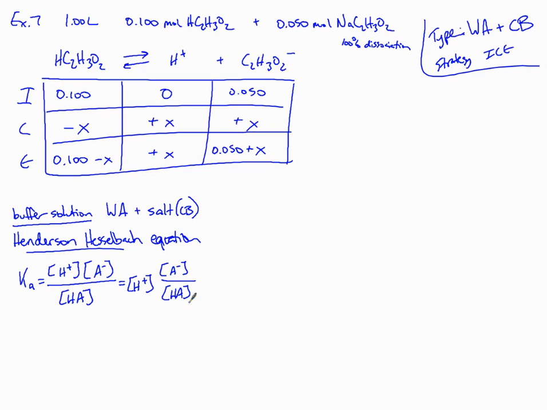I'm not going to spend time deriving the formula for you. It is on the AP sheet. If you would like to see it derived, come see me another time. But here is the formula. pH equals the pKa plus the log of the anion concentration over the weak acid concentration.